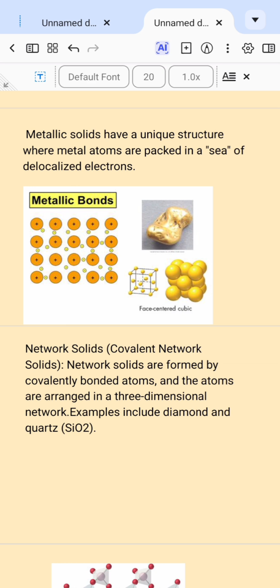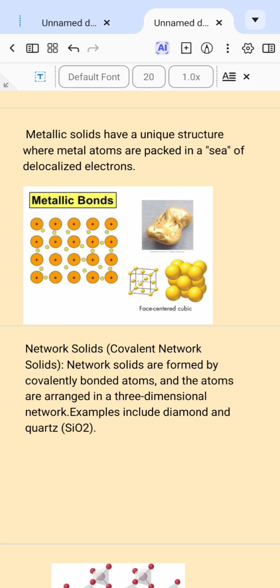The next one is network solids, which are covalent network solids. These are formed by covalently bonded atoms, and the atoms are arranged in a three-dimensional structure or network. A network is a bit hard to break down. When there's a network, the particles formed there will be very strong. Examples include diamond and quartz, which contains silicon and oxygen. Graphite is another example. Graphite also contains mainly carbon.